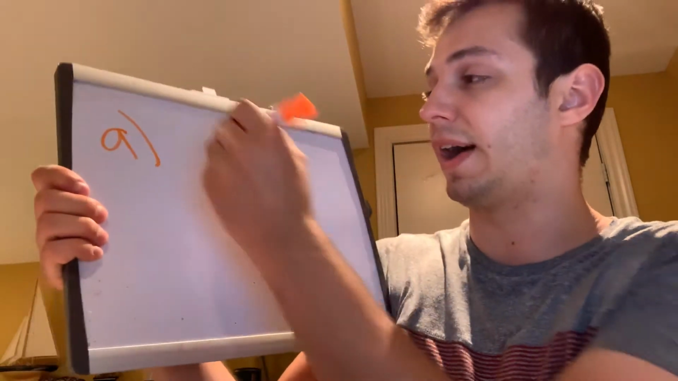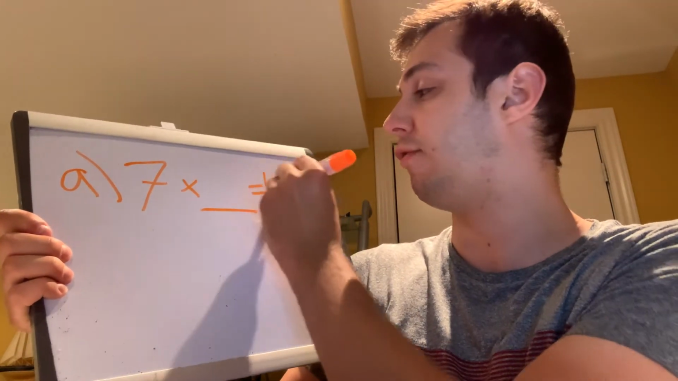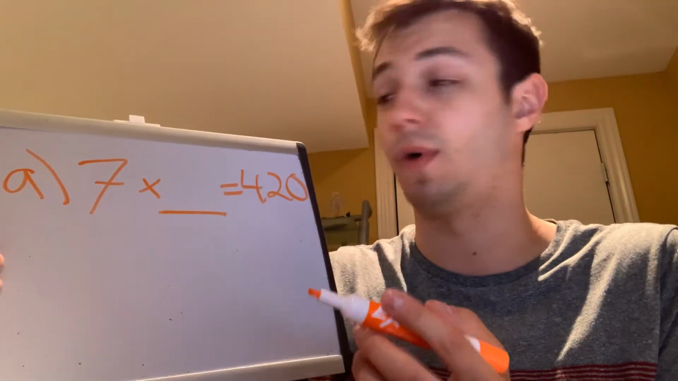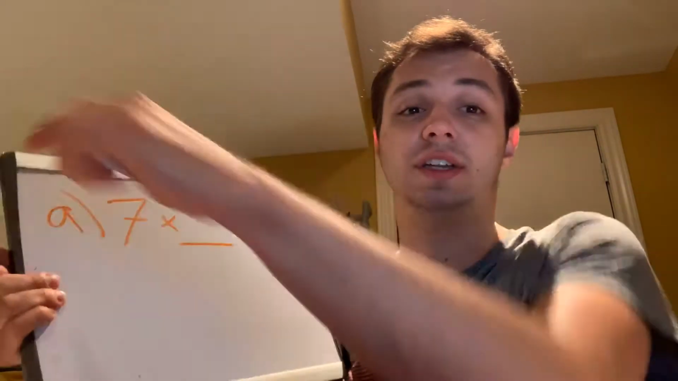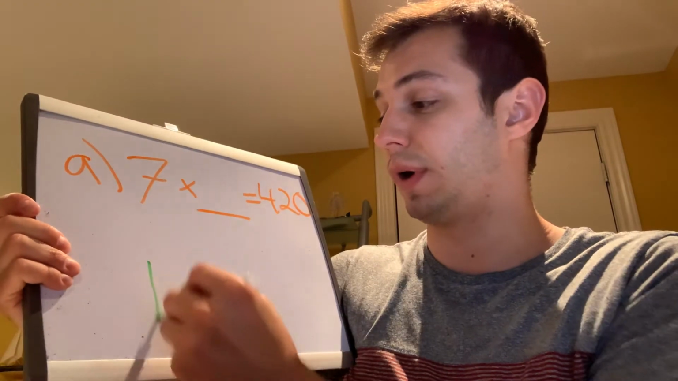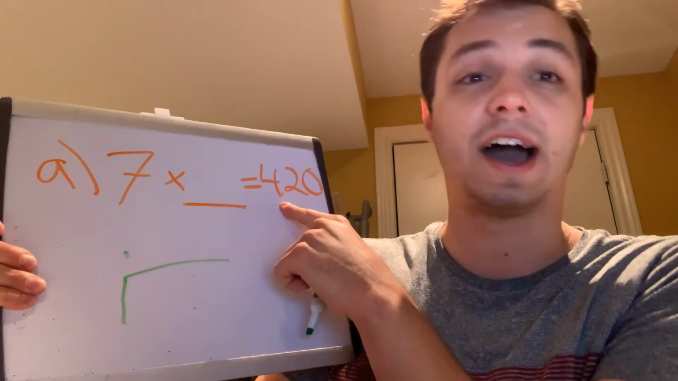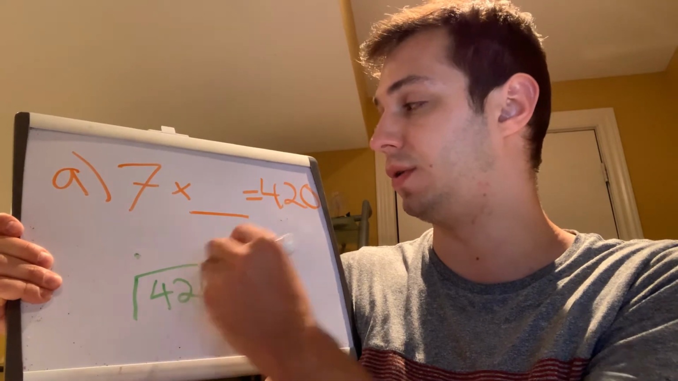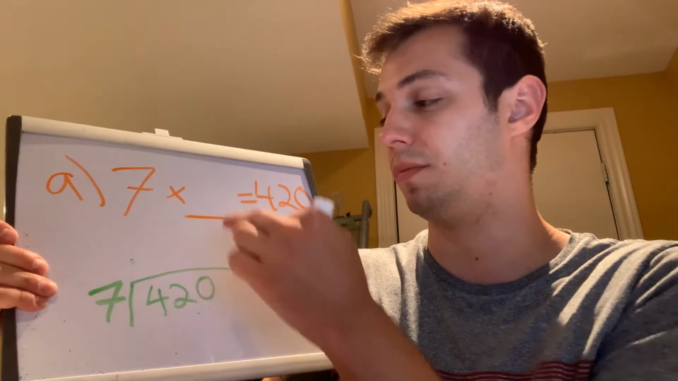So for part A of part 2, we have 7 multiplied by a number will give us 420. The way it is written, I don't even know how to solve, right? We don't know how to solve. So what we have to do is change it into a division problem. So I'm going to put this like that. Remember, the number that comes after the equal sign will go inside of my division problem. So the 420. And then the 7 will go in front of my division problem.